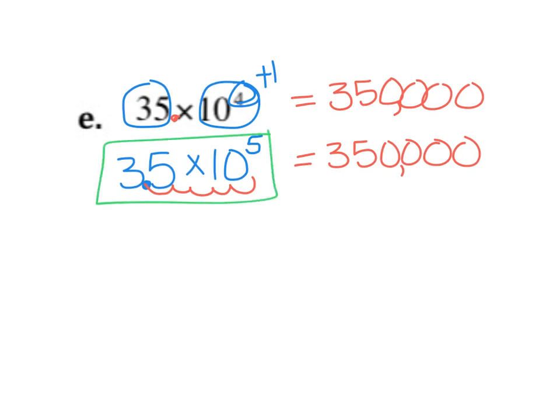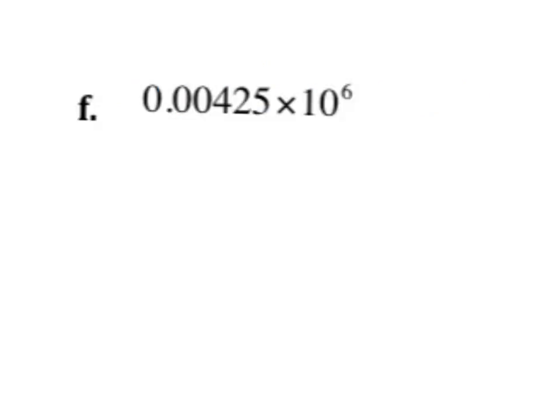And our last example here, we have 0.00425 times 10 to the 6th. Looking at this one, it looks a lot like scientific notation, except that first number is not greater than or equal to 1, less than 10. So in order to make that, I would need to move the decimal place right here, making that first number 4.25.